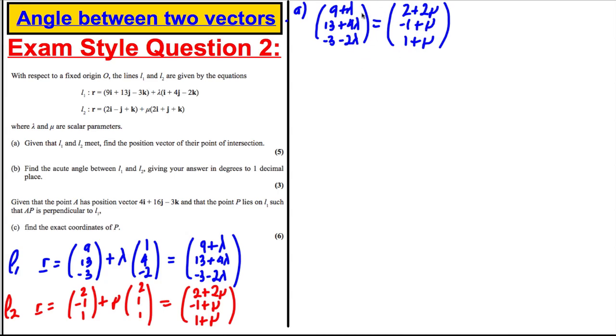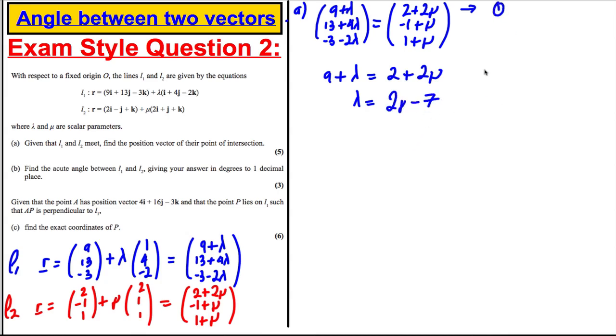Now, therefore, for them to be equal, all three components must be equal. I can make two of them equal, solve for mu and lambda, and then check that each of them is equal. From the top line, 9 plus lambda must be equal to 2 plus 2 mu, and subtracting 9 off both sides, lambda must be equal to negative 7 plus 2 mu, which I might write as 2 mu subtract 7.